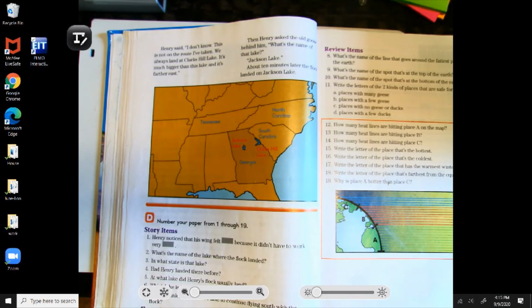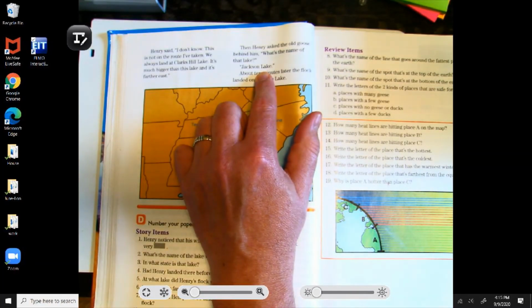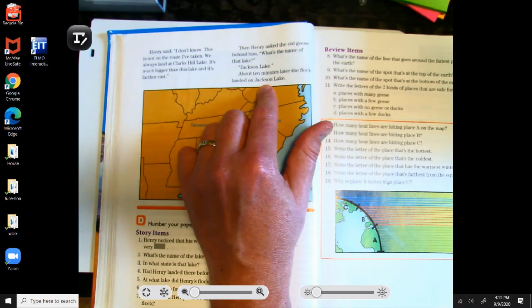Then Henry asked the old goose behind him, "What's the name of that lake?" "Jackson Lake." About 10 minutes later, the flock landed on Jackson Lake.